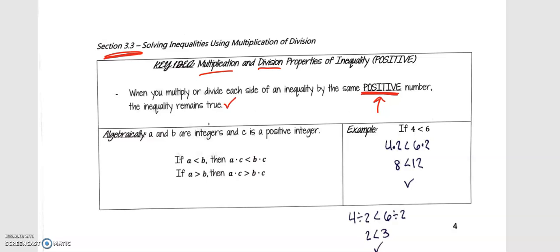And yes, it has to be a positive number, and we'll talk about in a little bit what happens if it's not a positive number. So let's just check out an example. If I have 4 is less than 6, we know that's true. Let's say I multiply each side by 2. 4 times 2 is 8, 6 times 2 is 12, 8 is less than 12, that's still a true statement. That's what this property is saying. Same thing with division. If I had 4 is less than 6, and then I divide by 2 on both sides, I get 2 is less than 3, also true.